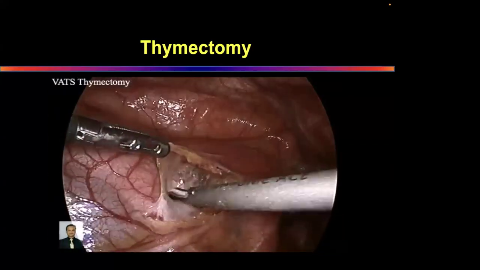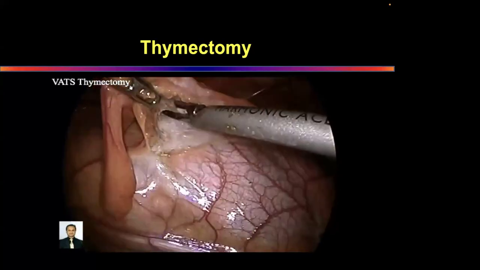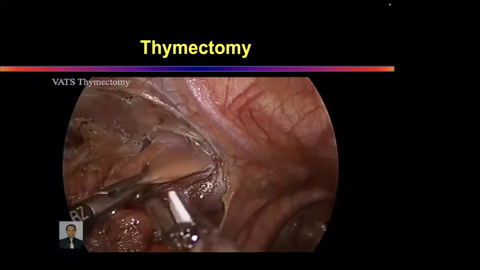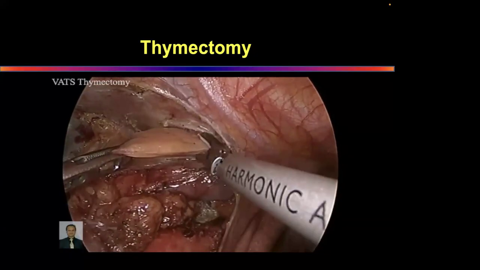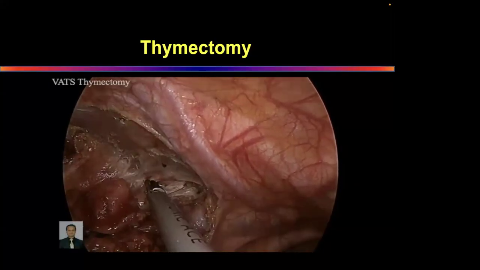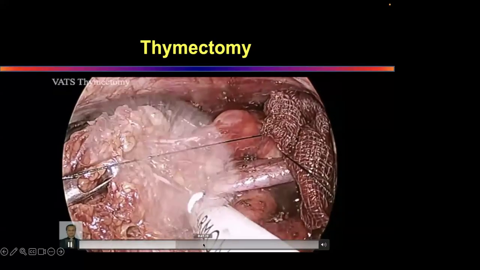This video shows we have done a bilateral VATS approach, first from the left side and then from the right side. As you can see, both the thymic horns are excised. This is the left thymic horn. You can see a brachiocephalic vein underneath. I will skip the video in the interest of time.